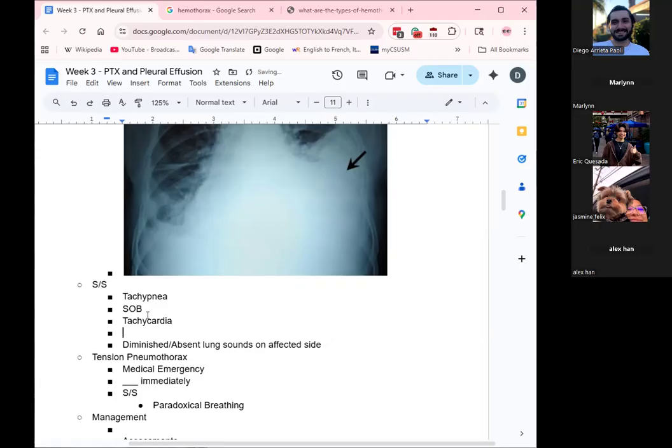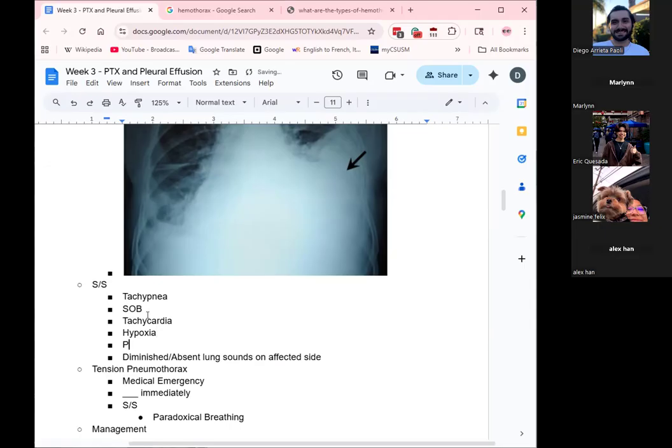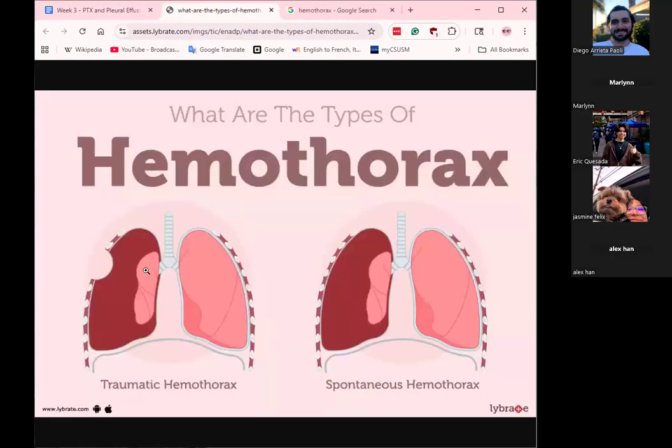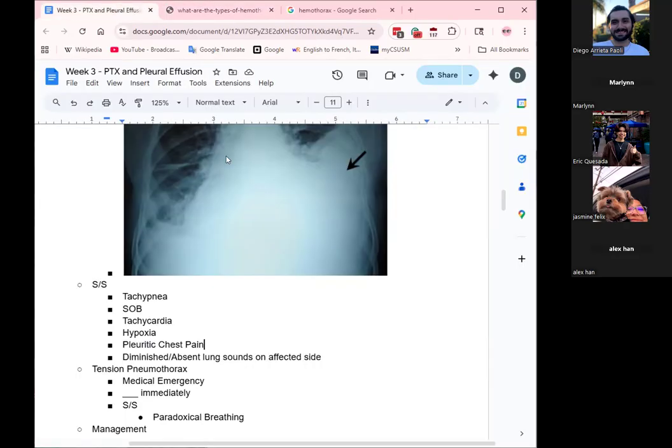Other stuff that would make sense is hypoxia. And then another one is pleuritic chest pain. So this is chest pain that occurs when you're breathing in deeply, which makes sense because it's in the name, pleuritic. If you're attempting to breathe in deeply, this lung is going to attempt to expand, but it's going to have to fight against this pressure, so that's going to hurt.